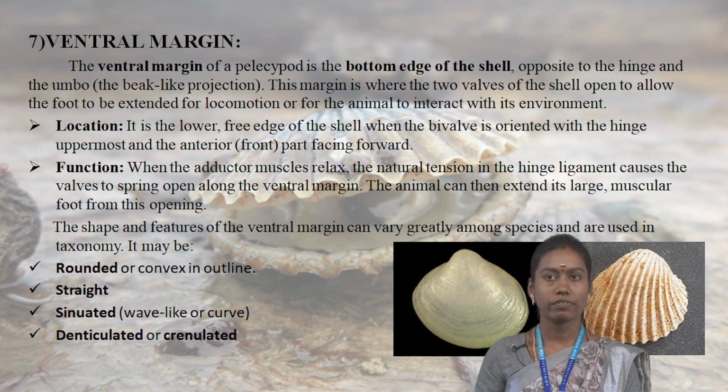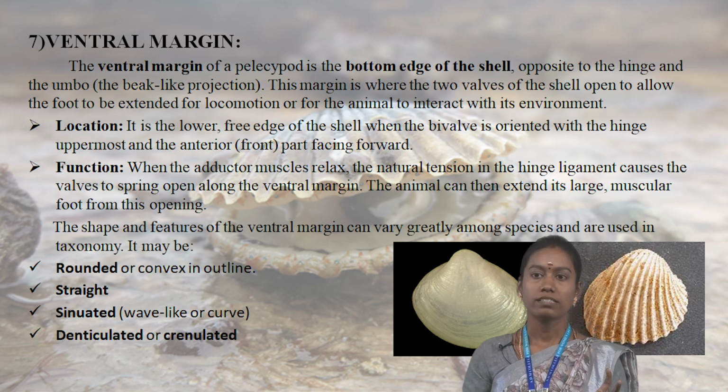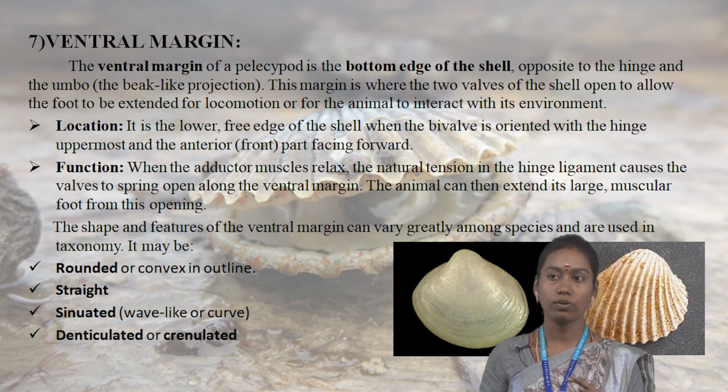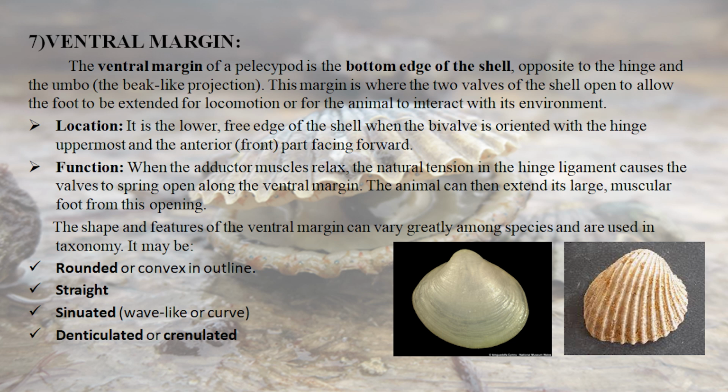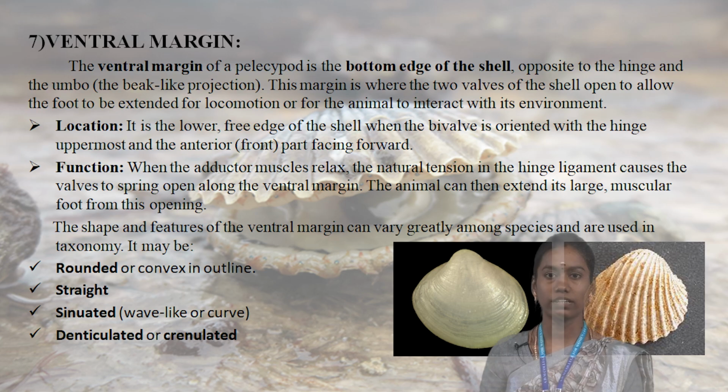What are the shapes of the ventral margin? It may sometimes be rounded or convex in outline. In outline you can see rounded or convex, straight, or sinuated. Sinuated means a wave-like or curve-like shape. Then denticulated or crenulated. Below you can see two shells which show the ventral margin and the external surface. In C you can see rounded, straight, sinuated, denticulated. These are the shapes of the ventral margin.